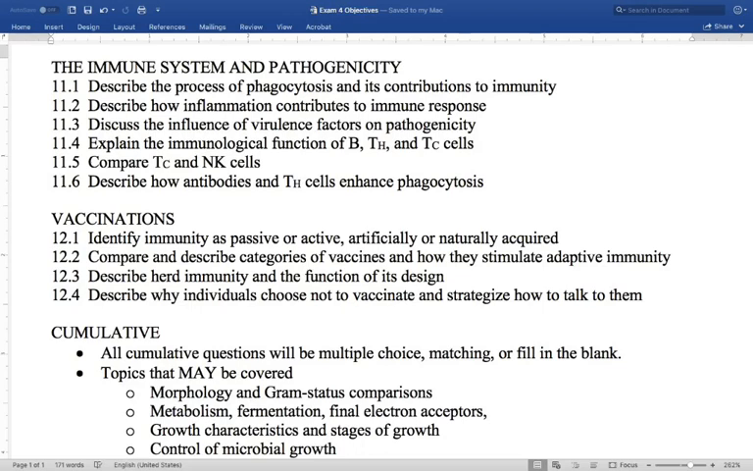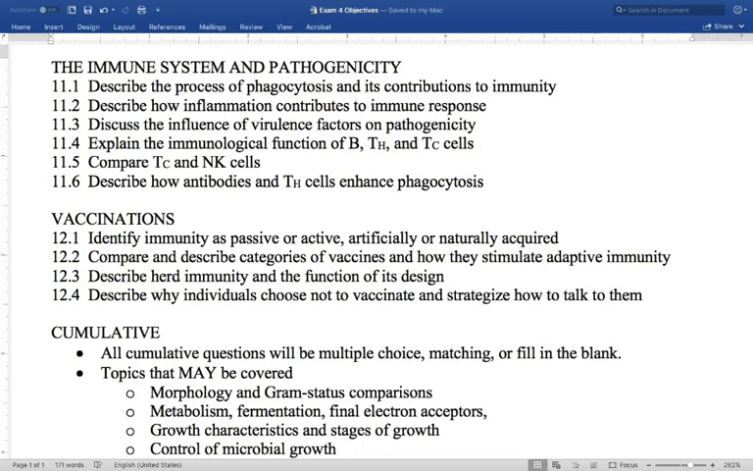And you should be able to compare the role of a T cytotoxic with an NK cell. Remember that NK cells, unlike TC cells, recognize molecular patterns. So NK cells are recognizing patterns and are part of the innate immune response, whereas the TC cells are part of the adaptive immune response. Finally, you should be able to describe the structure of antibodies and how that structure contributes to their function in enhancing phagocytosis. Likewise, you should be able to explain how T helper cells, through the secretion of cytokines, enhance phagocytosis as well.